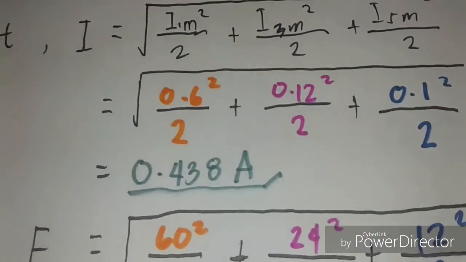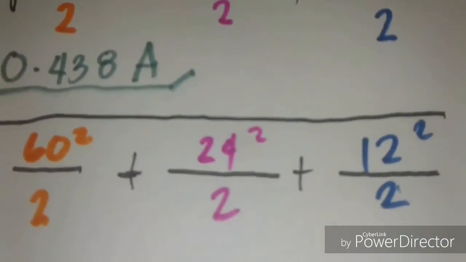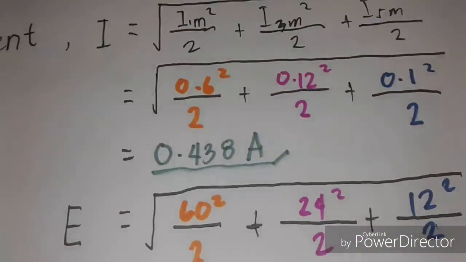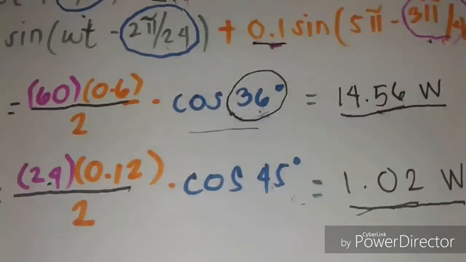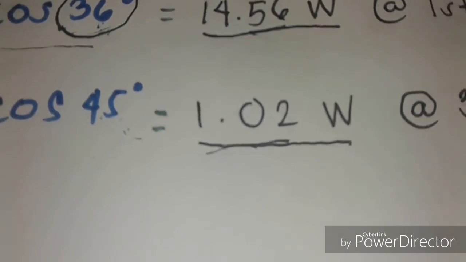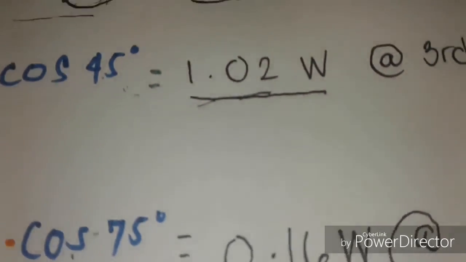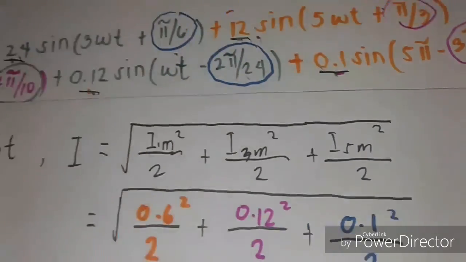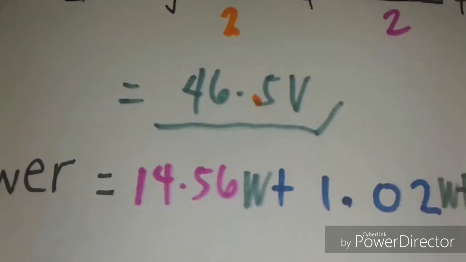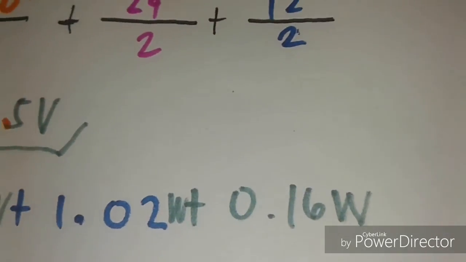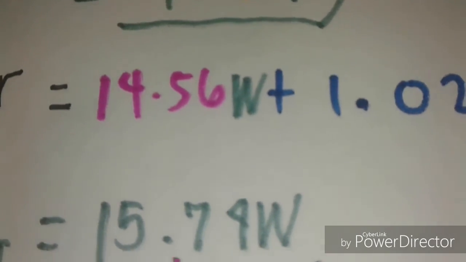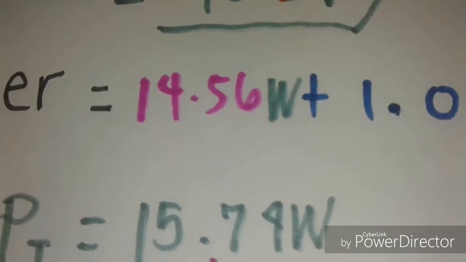So proceed to letter B, which is the total power supplied, which is a lot easier to solve. We just have to add all the wattage we got earlier, which is 15.56 watts, 1.02 watts, and 0.16 watts. Adding the three, we obtain the total power of 15.74 watts.